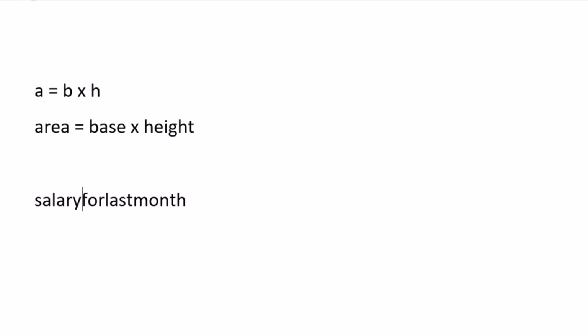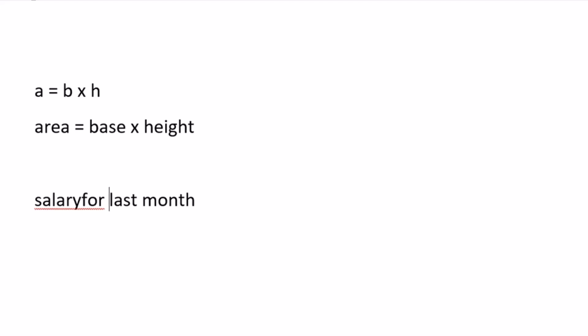You have 2 choices. Either you use an underscore between each word like this, and now it is easy to read because underscore is allowed. You can say salary for last month, but don't leave spaces. And I found that this is a common mistake made by many students, because spaces are not allowed.